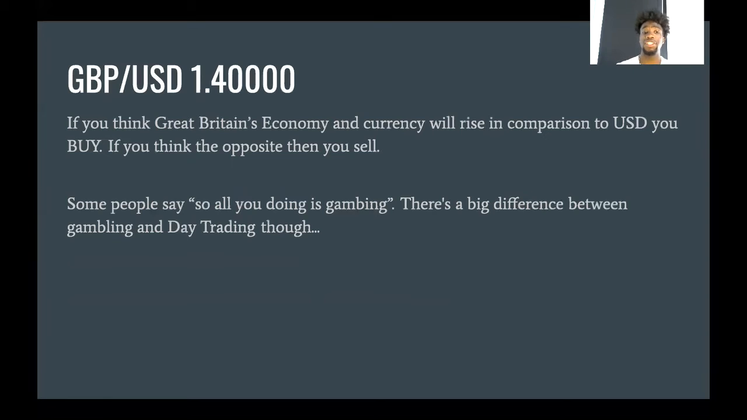Another example, let's just say you have Great Britain, right? GBP versus USD. If the Great Britain economy and currency is going to rise in comparison to US currency, you're going to want to buy GBP USD. If you think the opposite, so if you think the United States economy will rise and its currency will rise at a higher rate than the Great Britain pound's currency, you're going to want to sell GBP USD.